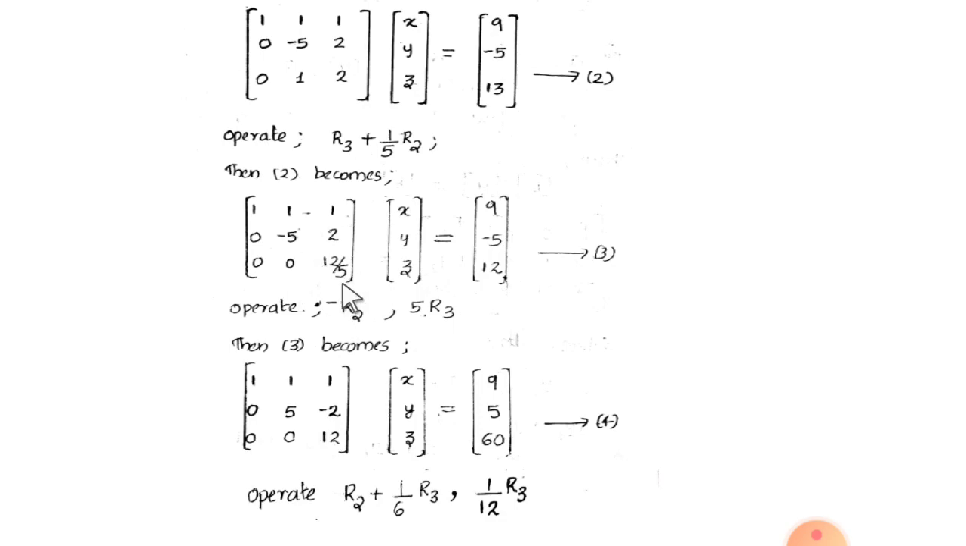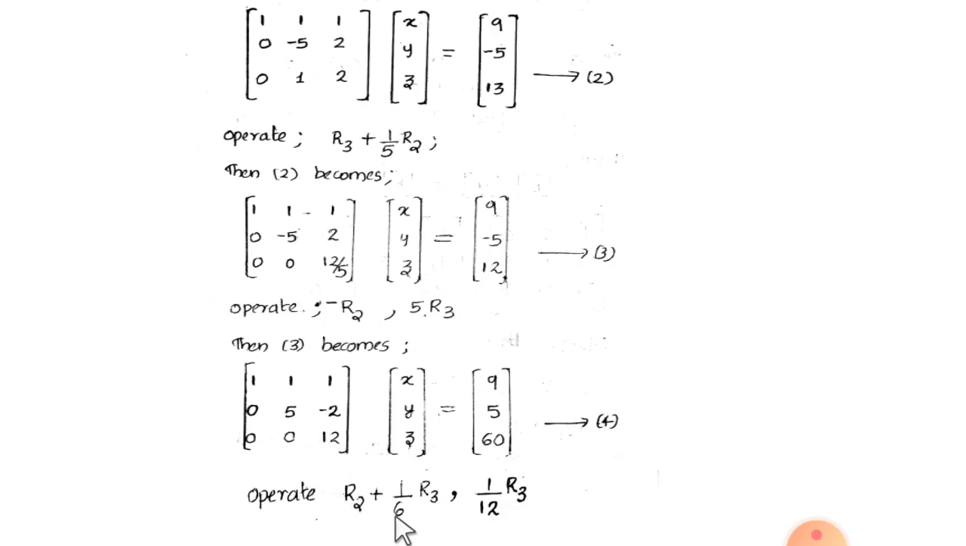Again you have to make this element as 1. Okay, then only you can make it as a diagonal matrix. So making this as 1, for that you have to apply transformation. So here what we are doing is applying R3 transforms to 5R3 and here R2 transforms to minus of R2 in order to avoid this negative sign. Thus again the matrix becomes like this.